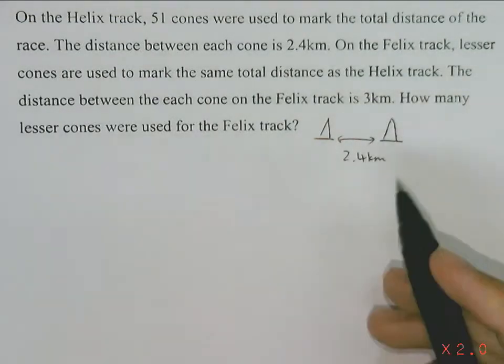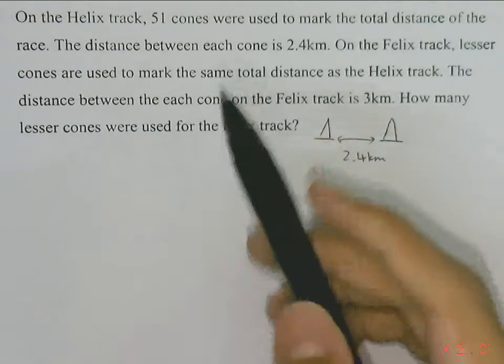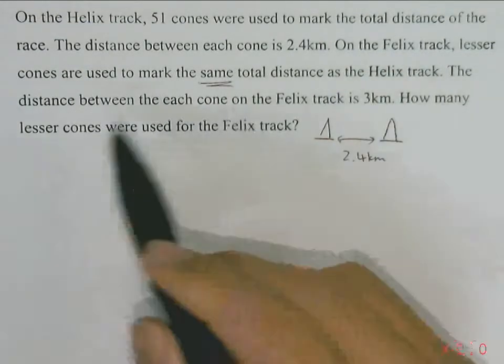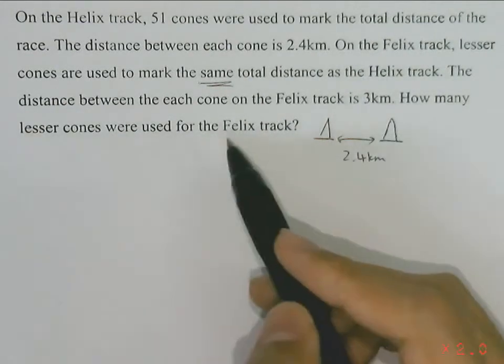Alright, so on the Helix track, lesser cones are used to mark the same total distance as the Helix track. The distance between each cone on the Helix track is 3 kilometers. So how many lesser cones were used for the Helix track?